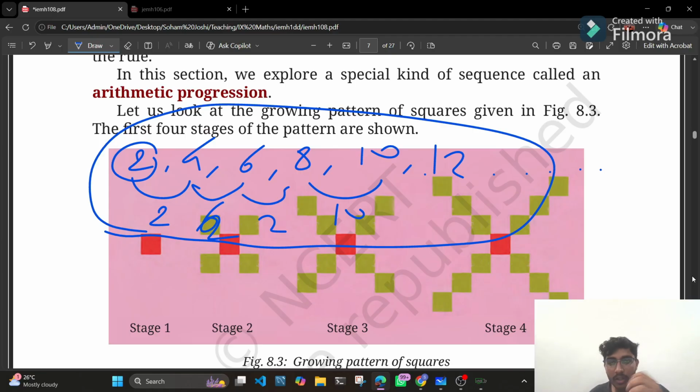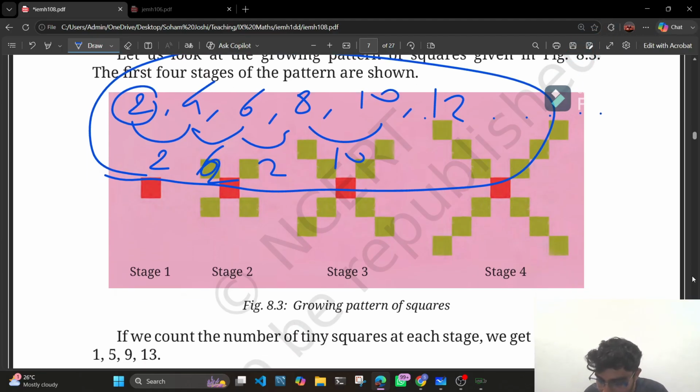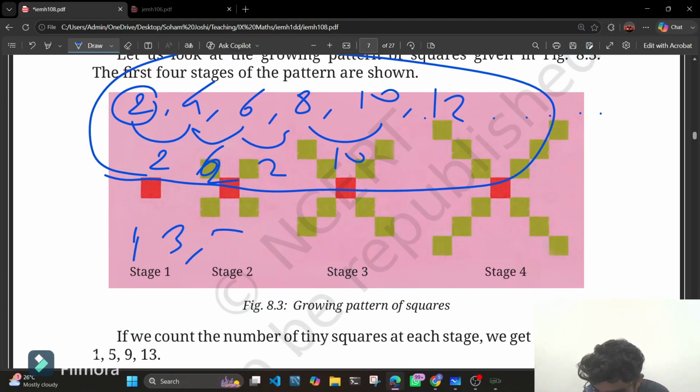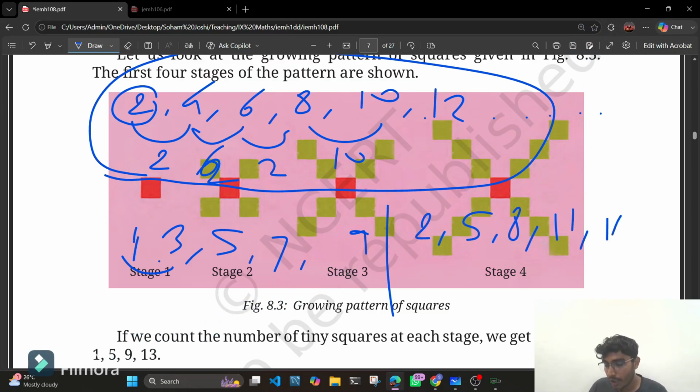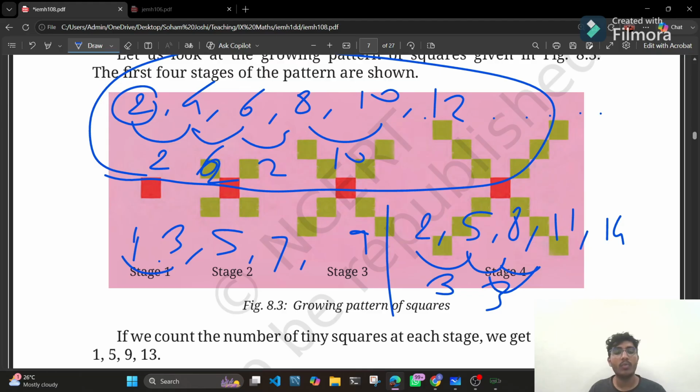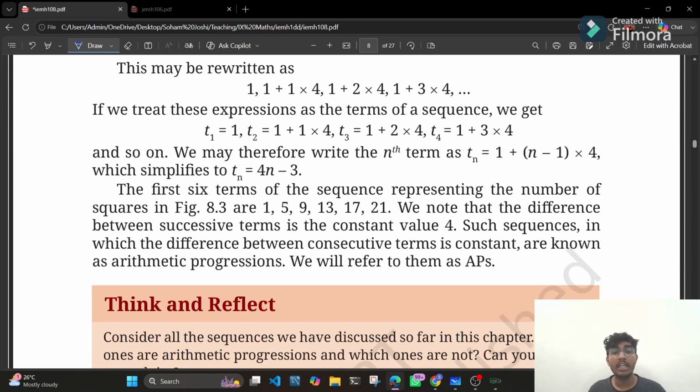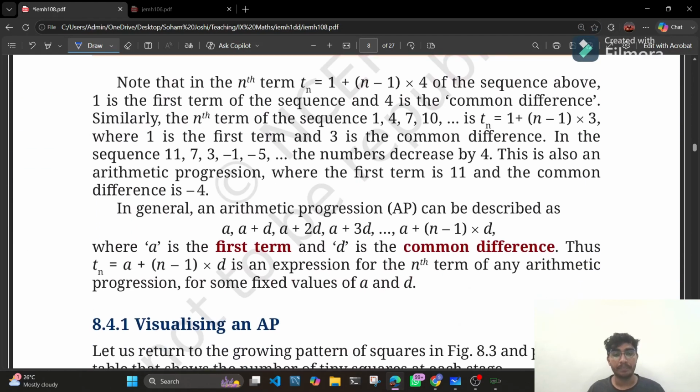So here we got one example. I can take any example. Let's say 1, 3, 5, 7, 9. Now you see again we are adding 2. Okay, we'll take another example. Let's say 2, 5, 8, 11, 14. Now you can see that as we add 3 to each previous term, we get the next term. So this is what we call arithmetic progression.